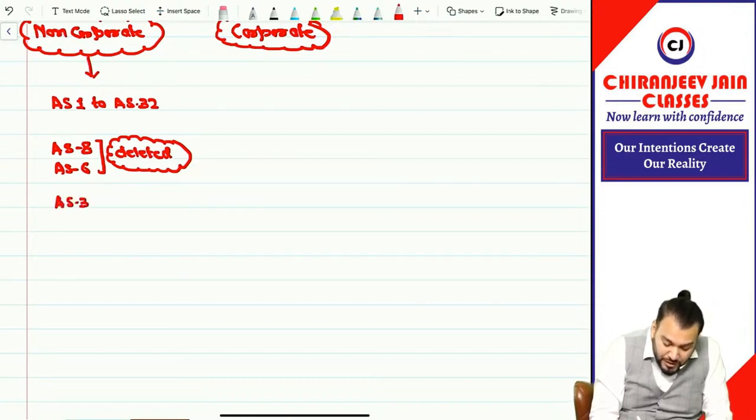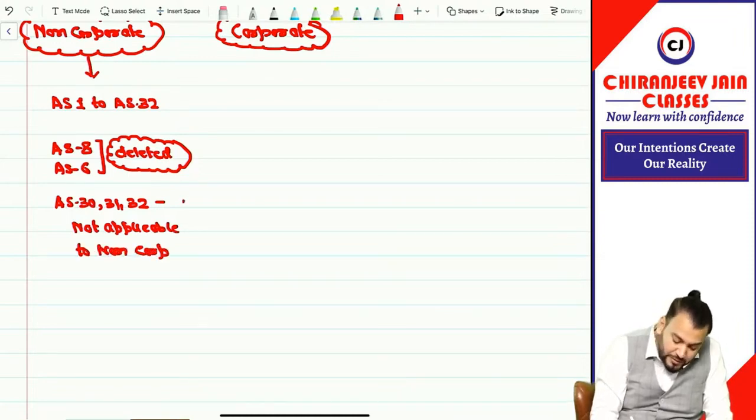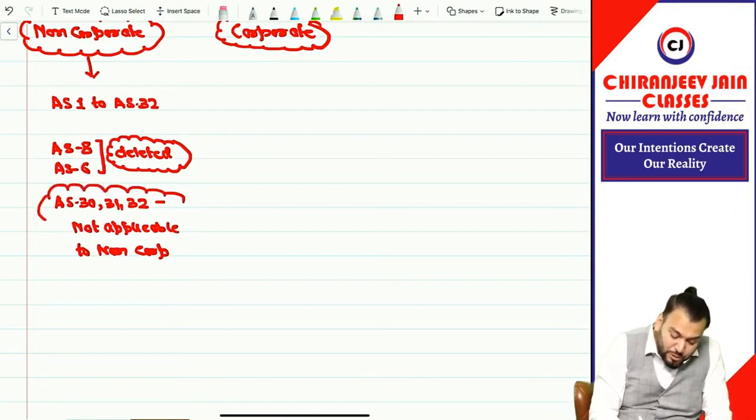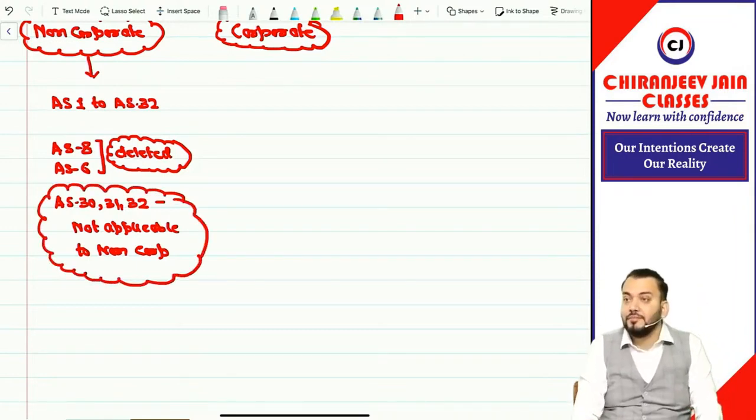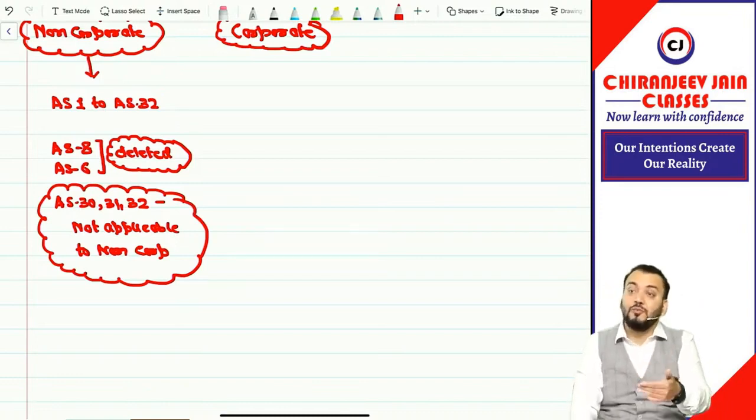And out of these, AS30, 31 and 32 are not applicable to non-corporate. Understood what I am saying? Means even though issued, it is not applicable to non-corporate. Means actually it was issued for companies.